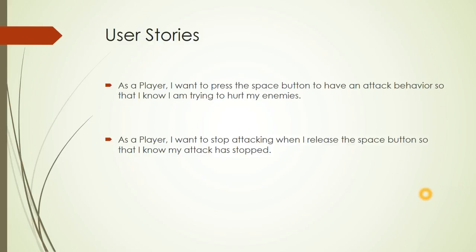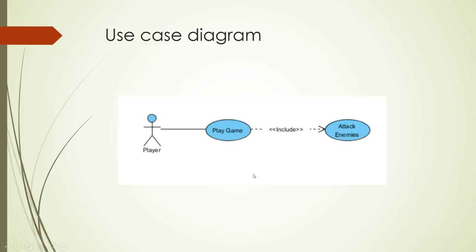So the user story in Sprint 1 is: as a player, I want to press the space button to have an attack behavior so that I know I'm trying to hurt my enemies. As a player, I want to stop attacking when I release the space button so that I know the attack has stopped. So this is the use case diagram.